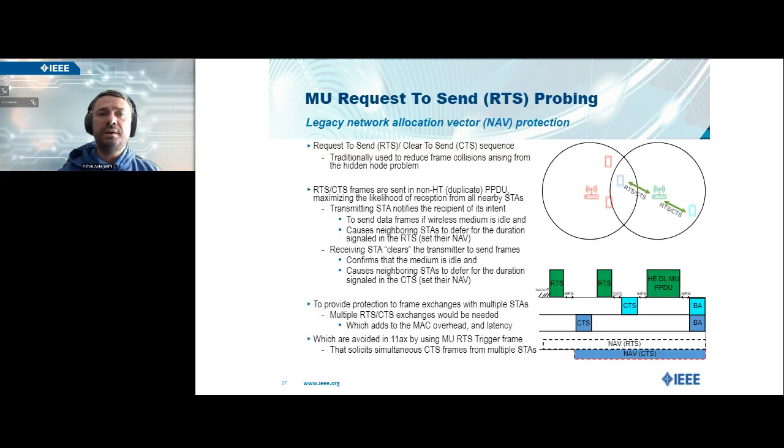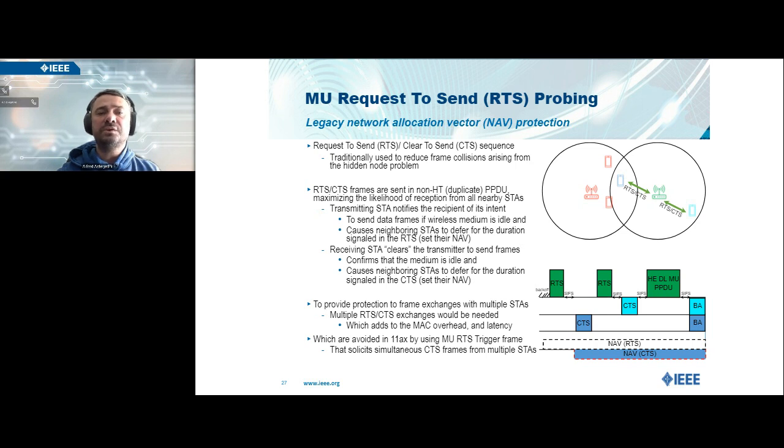So the first one is MU-RTS probing. It's using the MU-RTS trigger frame. This particular feedback mechanism is essentially targeting improving the protection of the TXOP from neighboring stations. So traditionally, we use request to send, clear to send sequences to set the NAVs in the recipient and at the transmitter so that nobody else can transmit on top of your transmissions.